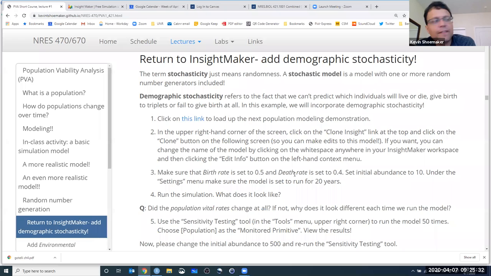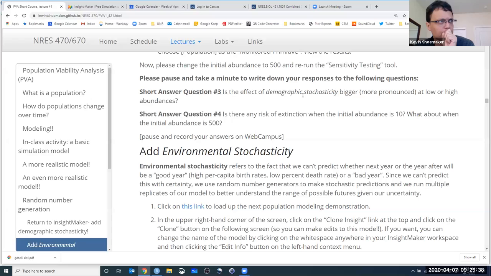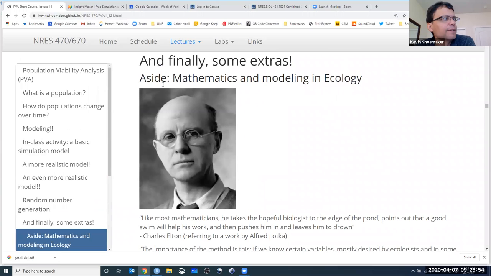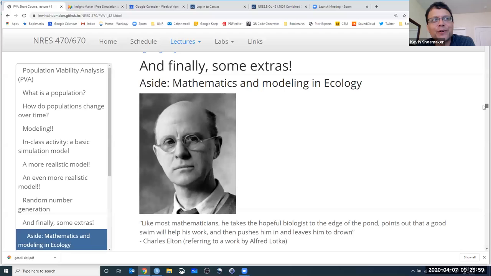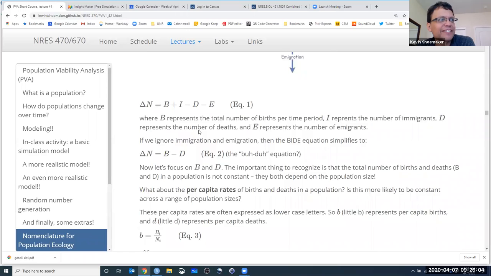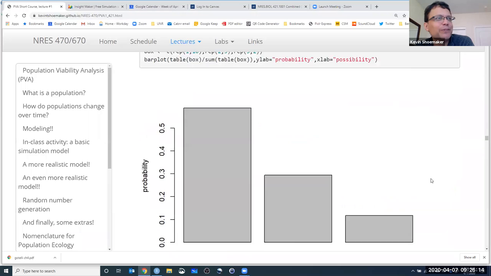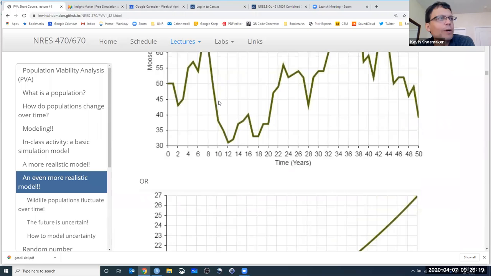Let's see. So I ask you to do a few tests with random number generation models in Insight Maker. And that's something we could go through in this lecture if you'd like. And then here's all this extra stuff. So you see, even like a third of the way through this website, that's basically the end of that lecture. And then everything else is kind of extras. You can read more in more detail about the mathematics of population modeling, et cetera, if that's something you're into. And I recommend you do because it's cool. It's all optional. So that's the first web page.